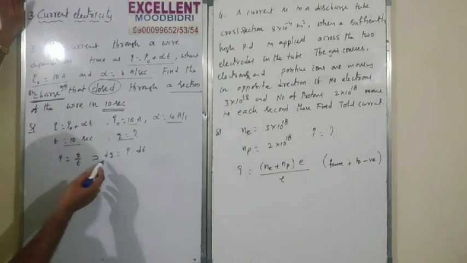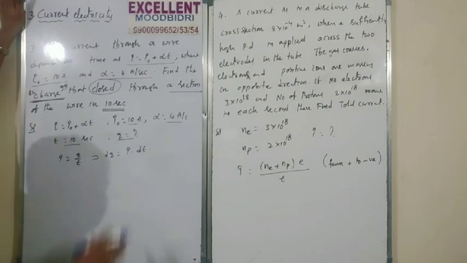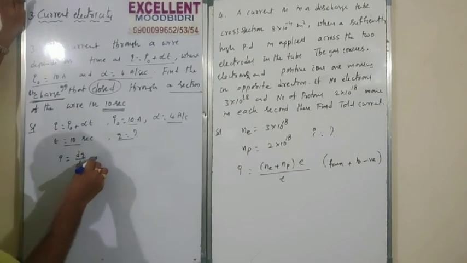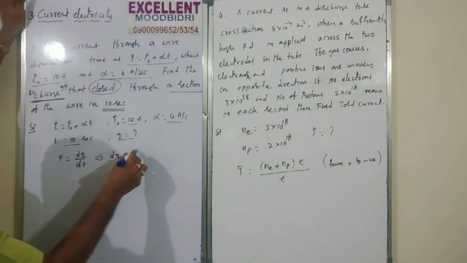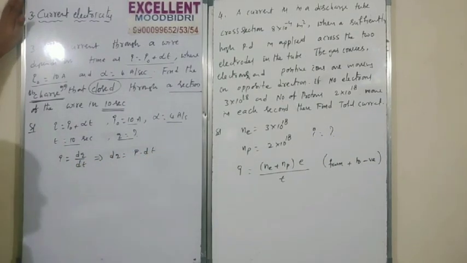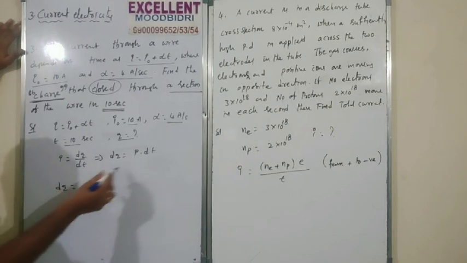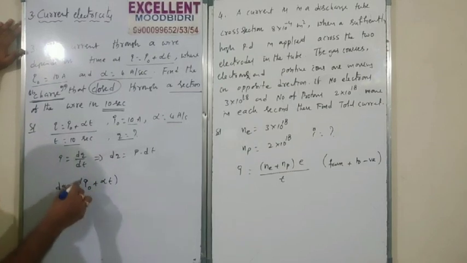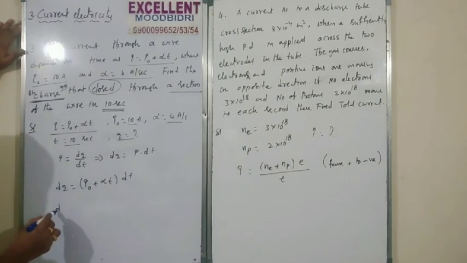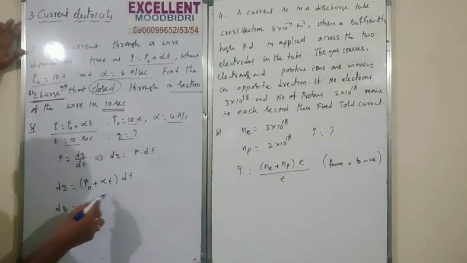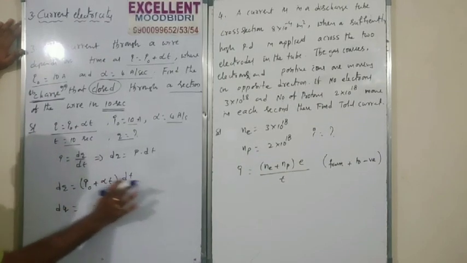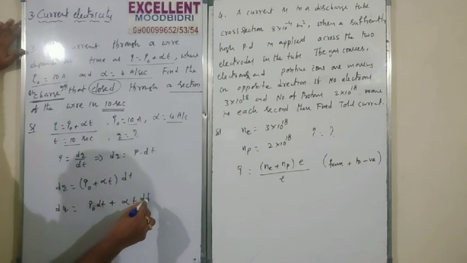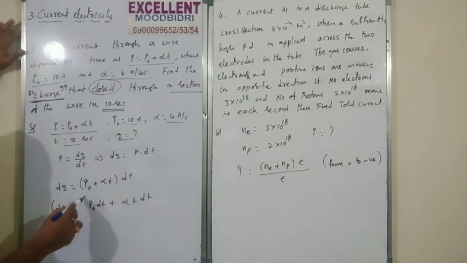This one I have written dq is equal to I into dt. Correct? Generally, the formula: I is equal to dq by dt. Therefore, dq is equal to I into dt. I is how much? I naught plus alpha into t, into dt. Right? So dq is equal to I naught into dt plus alpha into t into dt. Correct or not? Now take integration of both.